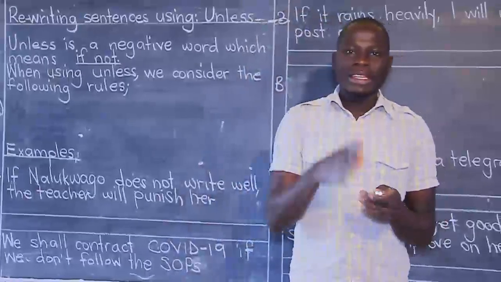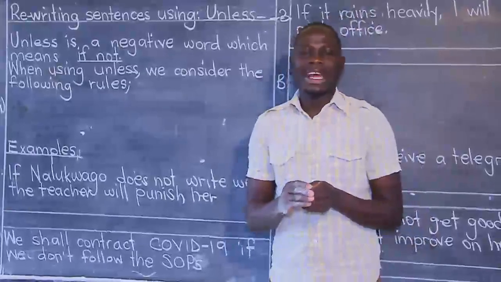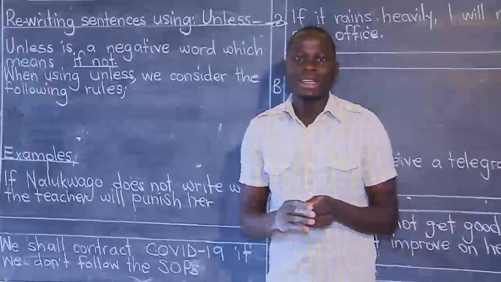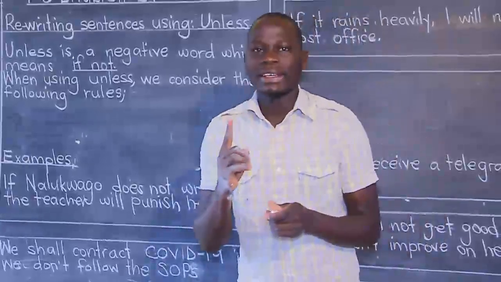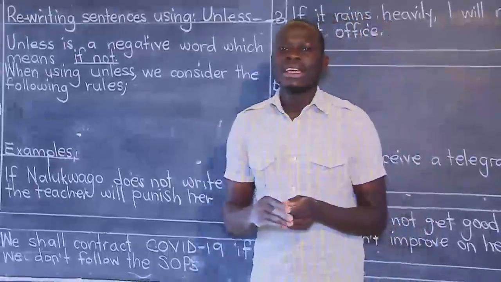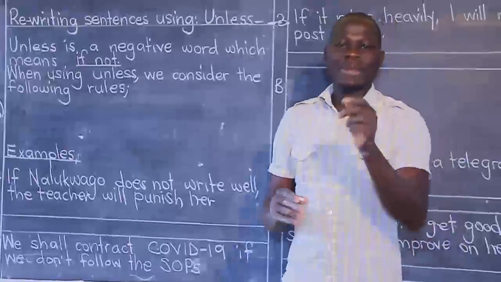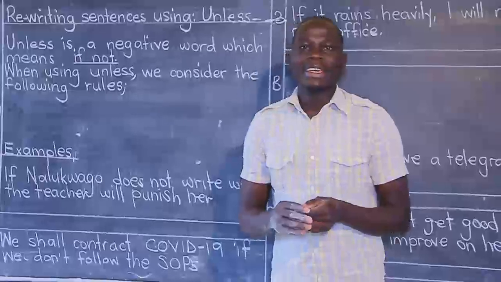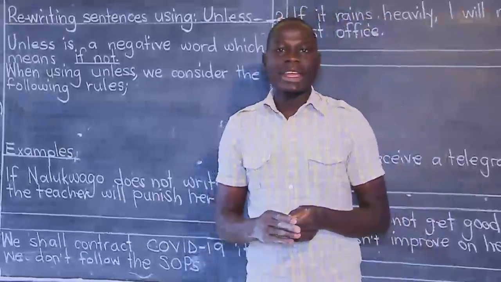Now, let's look at some of the rules that guide us when we're using unless. When you're using unless, we consider basically three rules. The first rule is that if there is one negative word, either in the if clause or the main clause, what do you do? You remove it together with the word if. I repeat this again. If there is one negative word within the sentence, either in the if clause or the main clause, remove it together with the word if.